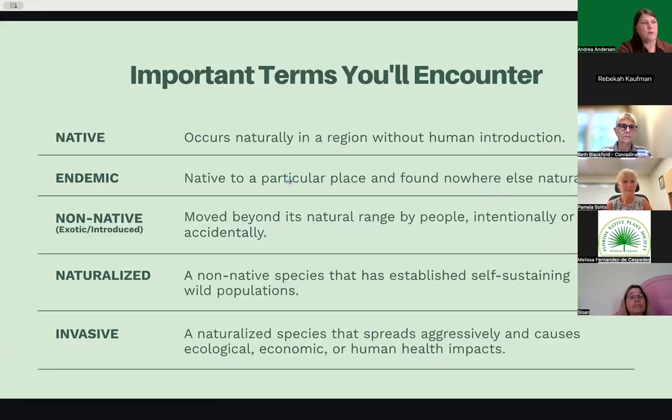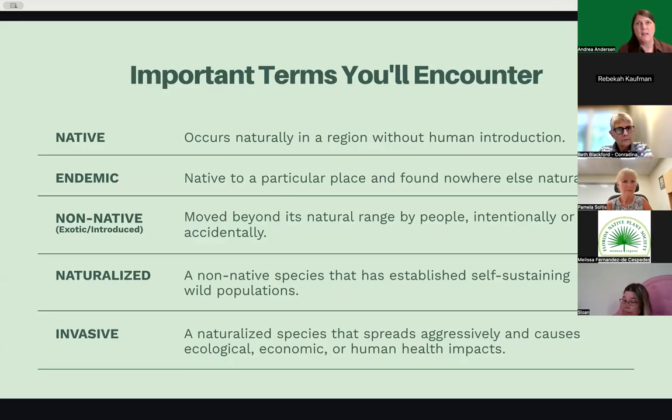As we go through the course, we're going to encounter several terms that are closely related but have very specific scientific meanings, and we're going to briefly introduce each one. Like I said earlier, a native plant occurs naturally in a region without human introduction, typically. An endemic plant is even more specialized. It is native to a particular place and is found naturally nowhere else on Earth, or maybe just a few places.